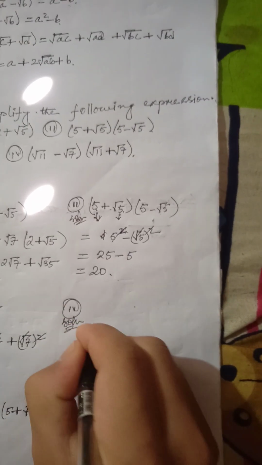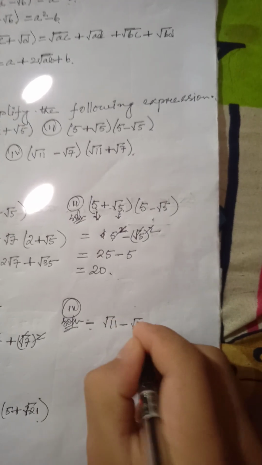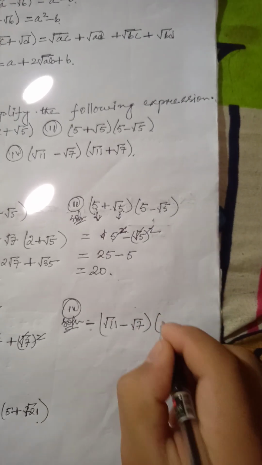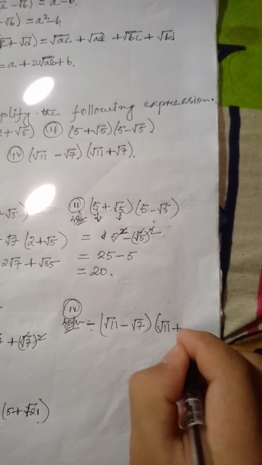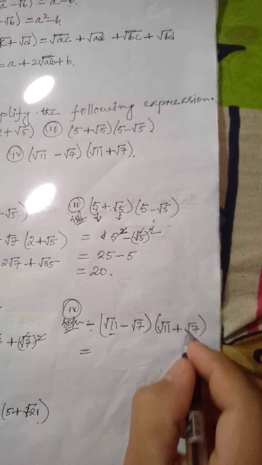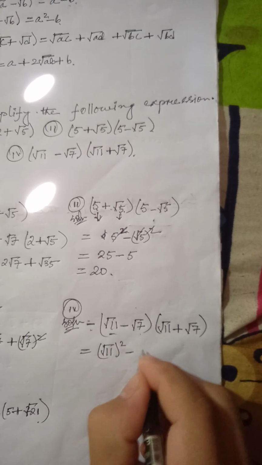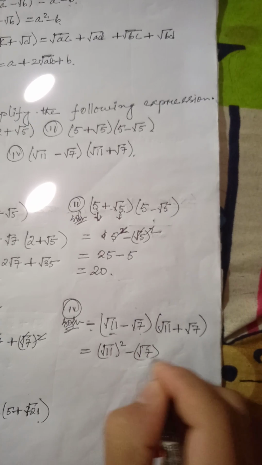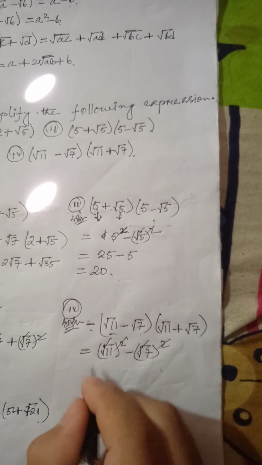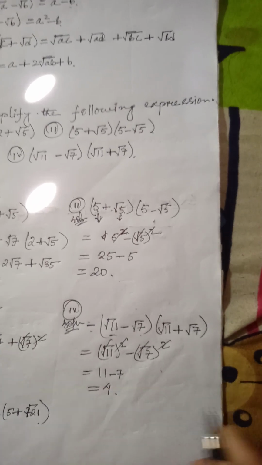What is the question? That is root 11 minus root 7, and the next is root 11 plus root 7. So this is in the form of a minus b, a plus b, so we can express it in the form of a square minus b square. Square and root cancel, 11 minus 7, how much will that give you? That will give you 4.